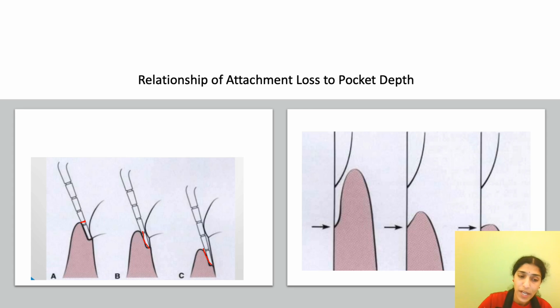But in which situation is the clinical attachment loss more? Which has got the highest amount of clinical attachment loss? Is it A, is it B or is it C? Think about it. Attachment loss has to be measured from the CEJ, right? So the CEJ is here, there is no attachment loss. The CEJ is here, only this much attachment loss here. In this situation, the CEJ is here, the attachment loss is this much. So C is the one which has got the highest amount of attachment loss.